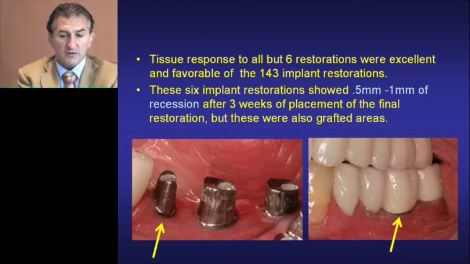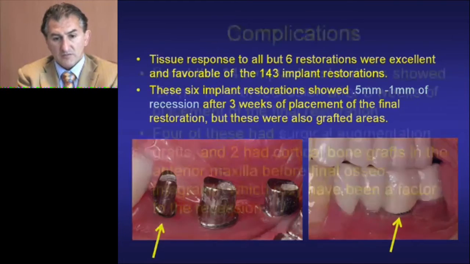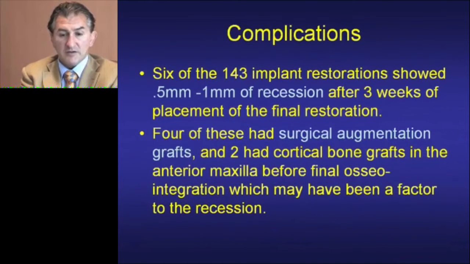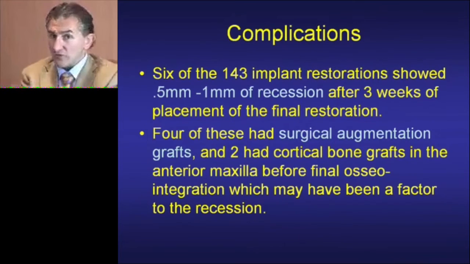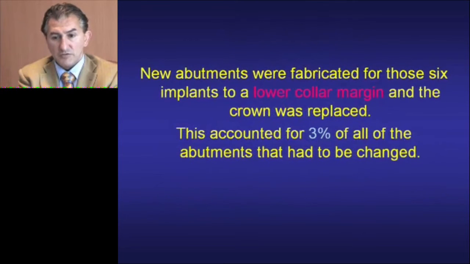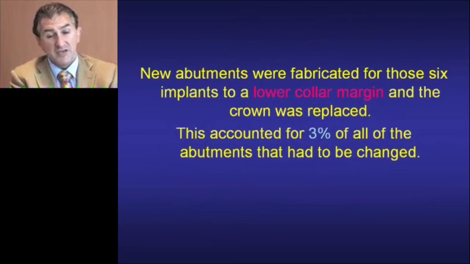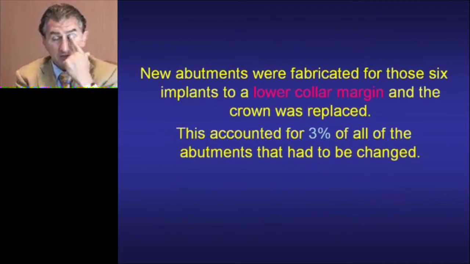So all of our restorations at this point are requested at 1 millimeter below the tissue. Of those 6 abutments, we had that problem, so we had to re-prepare and make new abutments and new crowns for those restorations. We also realized that 4 of those had surgical augmented grafts, which could possibly have been a factor. New abutments were fabricated at a lower Kerr margin, and that accounted for 3% of the abutments that had to be changed. It was within the first 20 restorations that we had recreated.